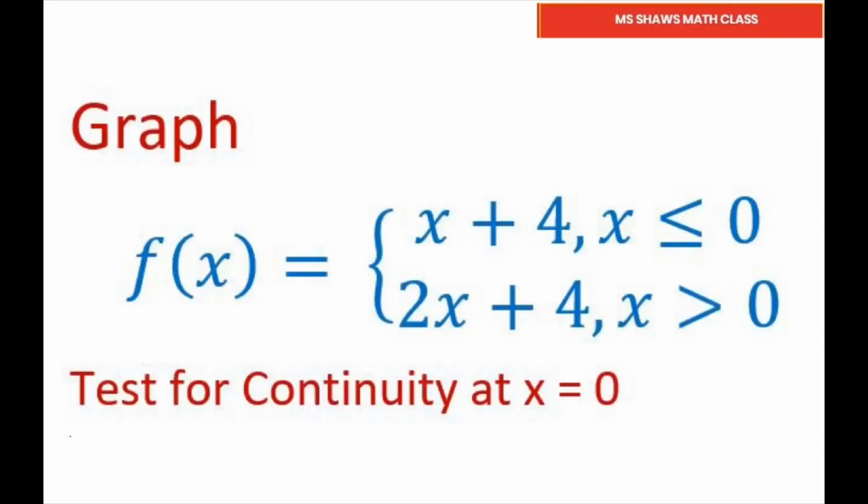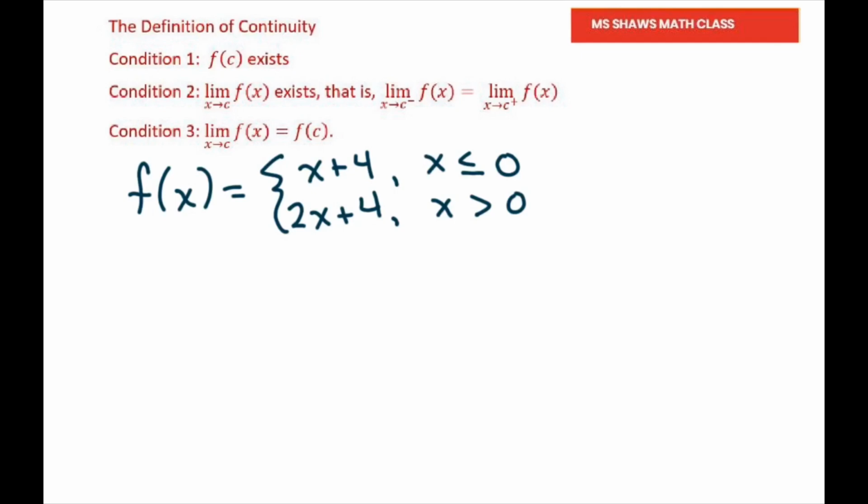Hi everyone, we're going to graph this piecewise defined function and also test for continuity at x equals 0. So the first thing we're going to do is test for continuity. So this is the definition of continuity. It must meet these three conditions in this order.